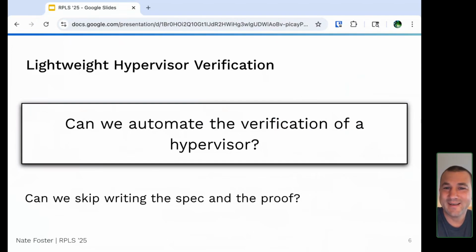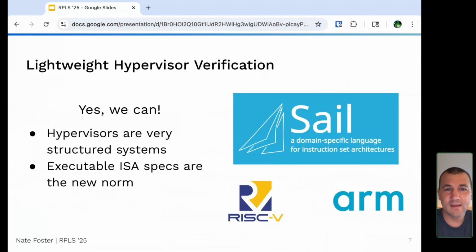So could we really automate most of the work involved with verifying these core correctness properties for a hypervisor? And in particular, can we mostly skip writing the spec and even the proof? And the answer is yes, we can. And it's based on two key observations.